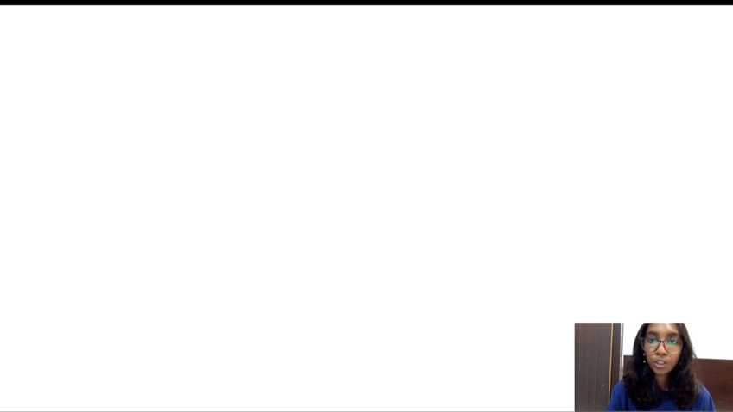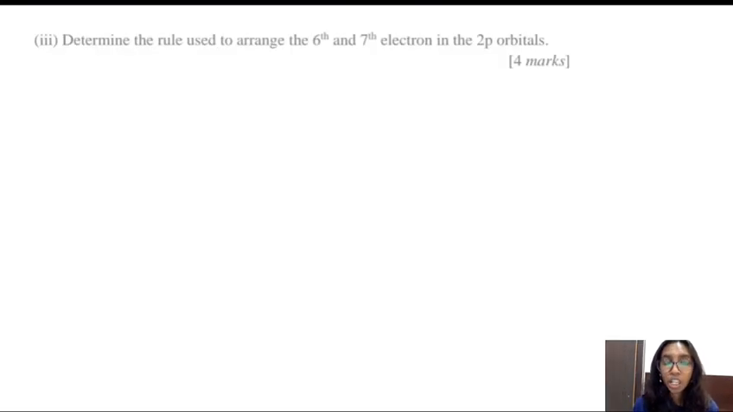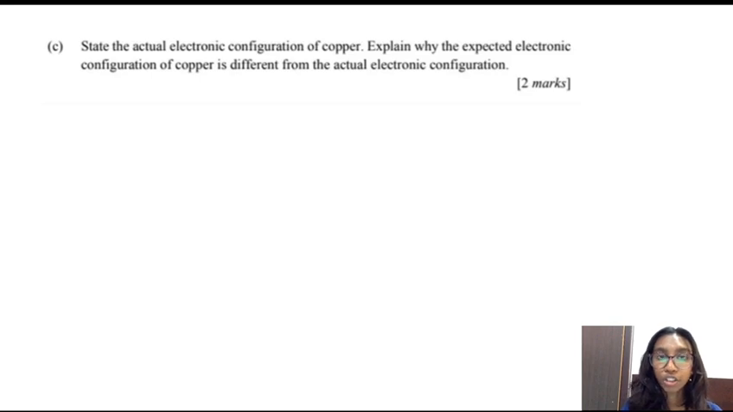Now for question Roman 3, determine the rule used to arrange the 6th and 7th electron in the 2p orbital. So the key word for the question is the one that I have highlighted, which is determine. So state, then based on the 3 rules, the rule that is the most acceptable for this question, the correct answer is Hund's rule.